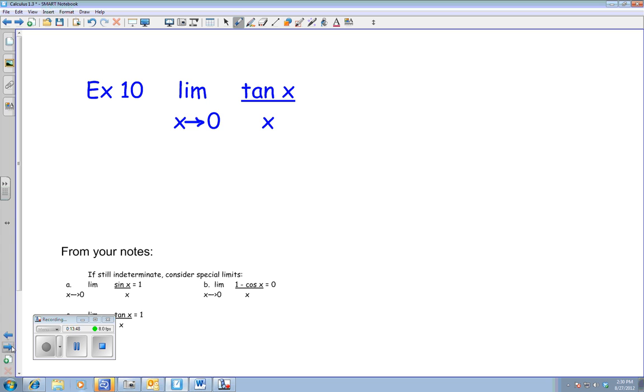Okay, example 10. The limit as x approaches 0 of tangent x over x. I can't use direct substitution because I get 0 in the denominator. I can't factor anything. I can't use the conjugate. So this must be one of our special limits. So on your sheet, if you'll look at C, let me get this out of your way, this one right here. That's one of our special limits. I automatically know that the limit as x approaches 0 of tangent x over x is 1.